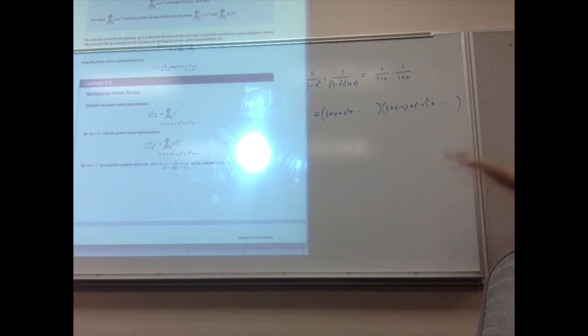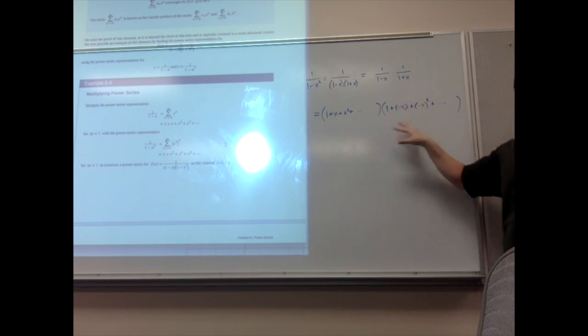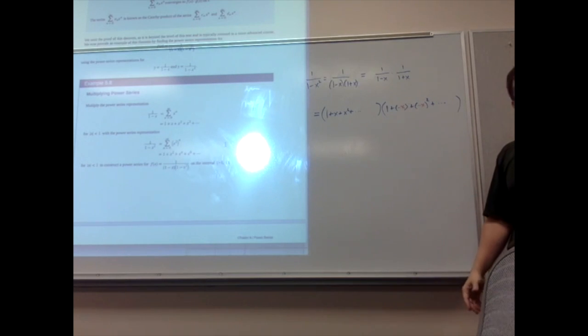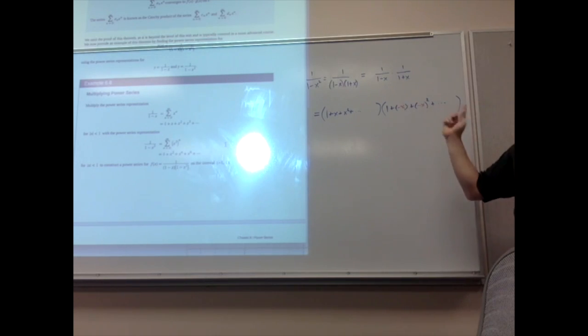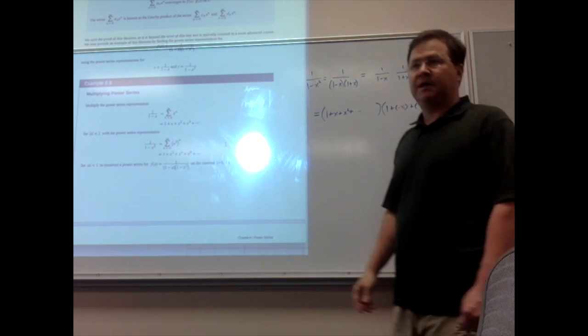I guess I should be thinking about the interval of convergence. We said before that if you add two power series, then the interval of convergence would be the overlap of the two. I think the same would be true when you're multiplying two power series. I ask because I don't know. Let's take a look. This is in your book.